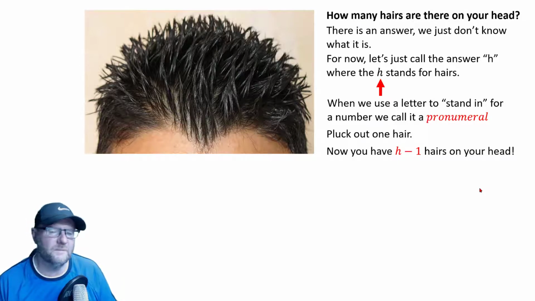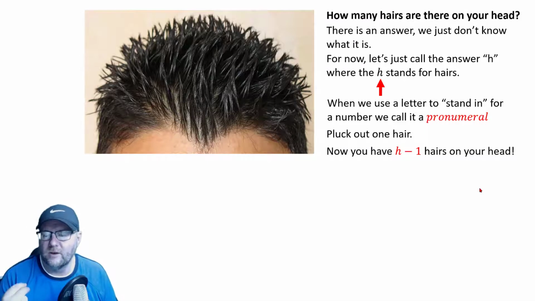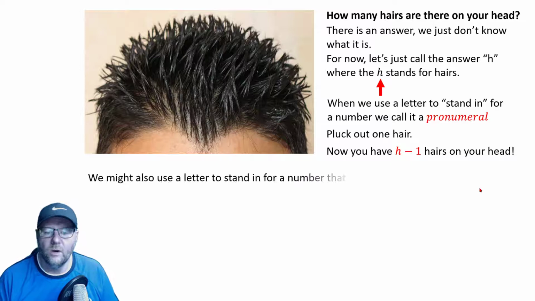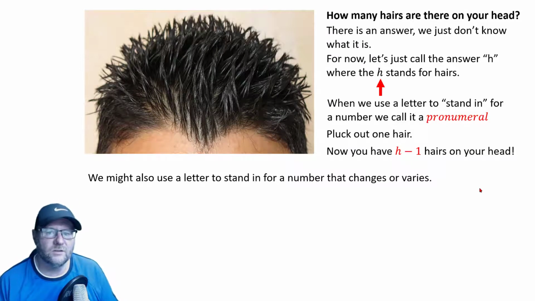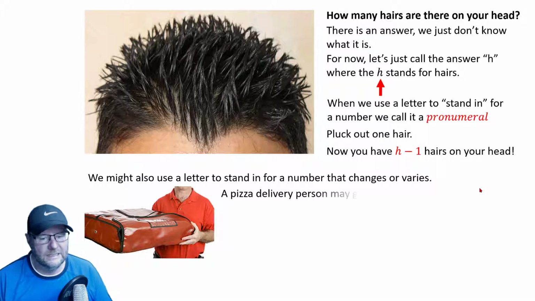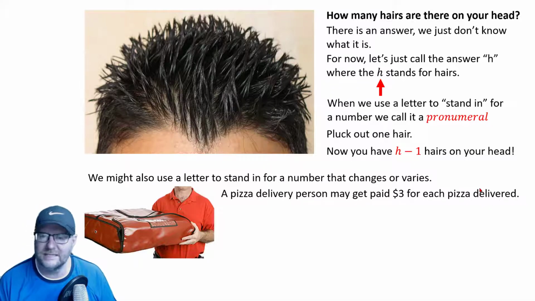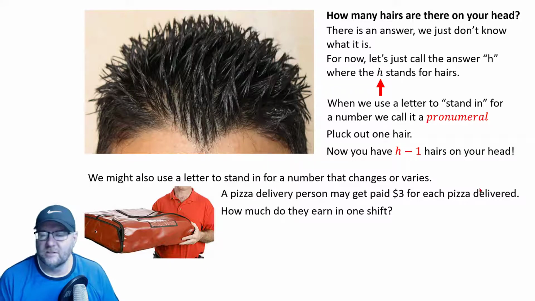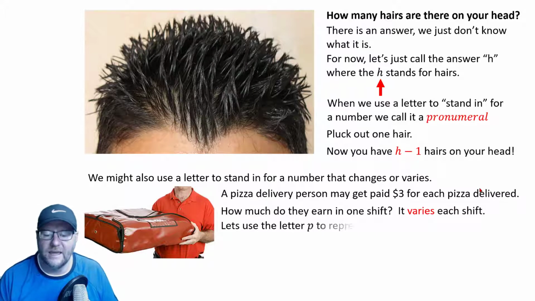So there's two times we might use letters in algebra. When we've got a number that we don't know, or if there's a number that constantly changes or varies. So for example, let's say a pizza delivery person gets paid $3 for every pizza that they deliver. How much do they earn in one shift? Well, you can't really answer that because you don't know how many pizzas they're going to deliver in every shift. It will vary, it will change. So it varies every shift.